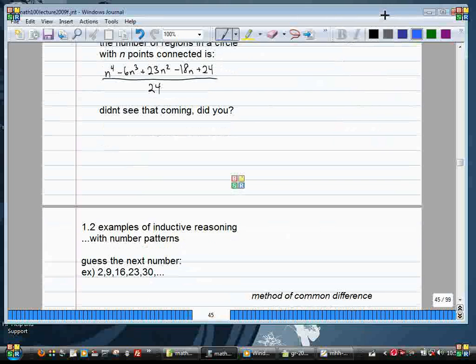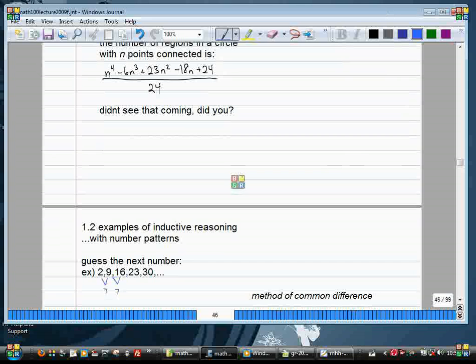Now, why is it called that? Exactly. It's called that because if you're to look at 2 and 9, you would say the difference is 7. If you look at 9 and 16, the difference is 7, etc. So one way to think of this is that the rule is +7. Another way to think of it is that the difference between any two consecutive numbers is 7.